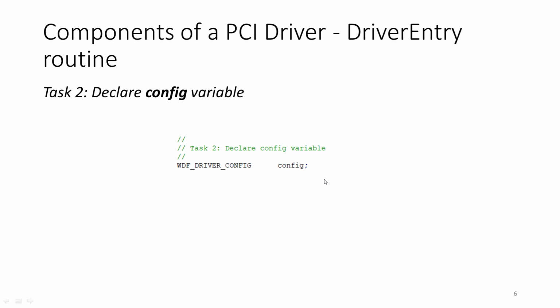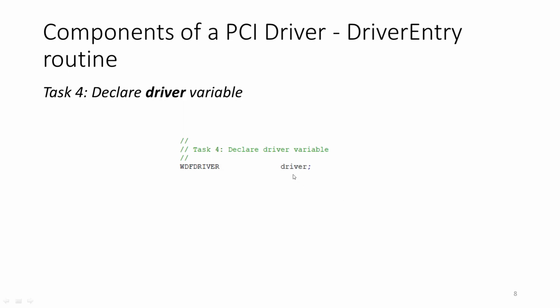Task number 2, declare the config variable. In the code example, we declared the config variable and kept it uninitialized. This variable will be used later. Please keep in mind that the type of the variable is the WDFDRIVER config data structure. Task number 3, declare the attrib variable. In the code example, we declared the attrib variable and kept it uninitialized. This variable will be used later.